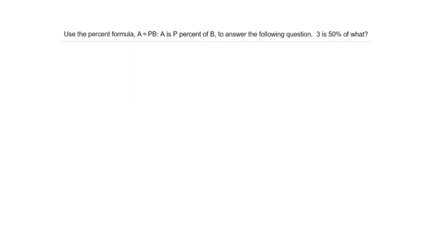Once again, we're going to use the percent formula, A is equal to PB, in order to answer the following question. So some students like to know how does A equal PB play into this equation. If I wrote this out, 3 is 50% of what? That's the question that we have to answer.